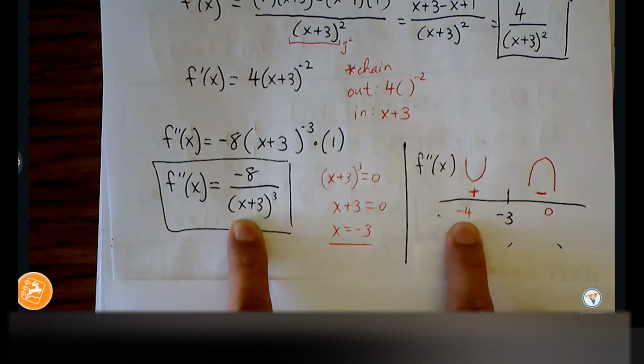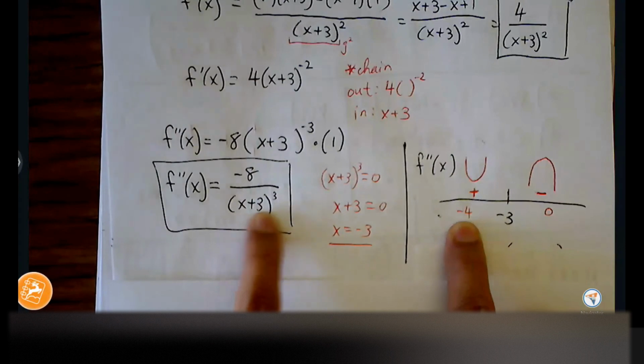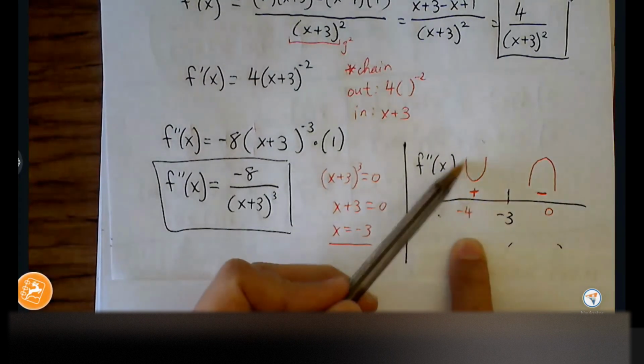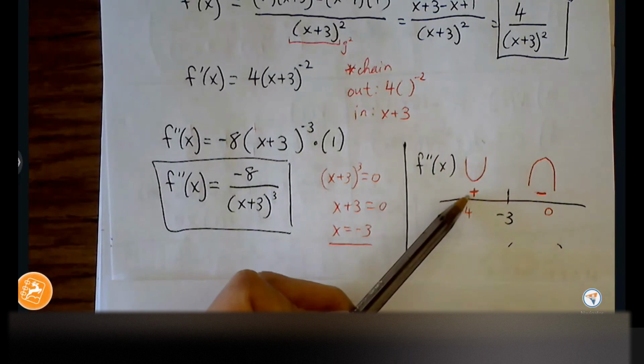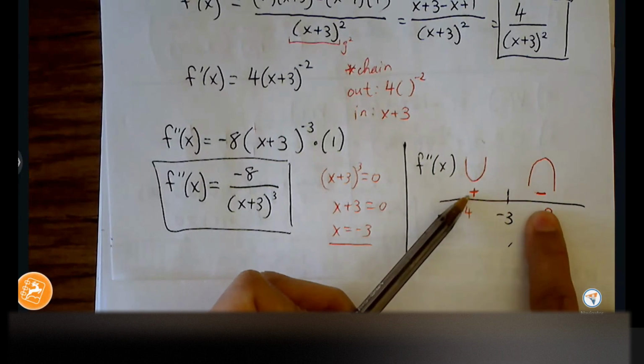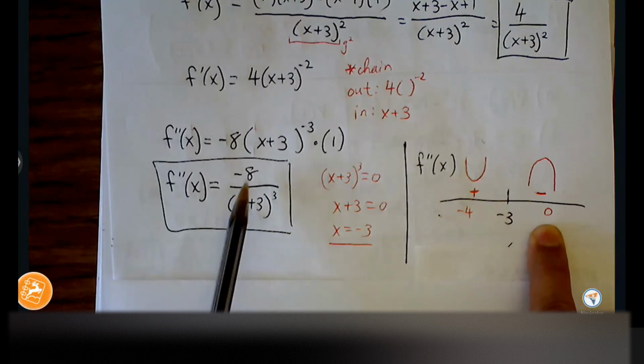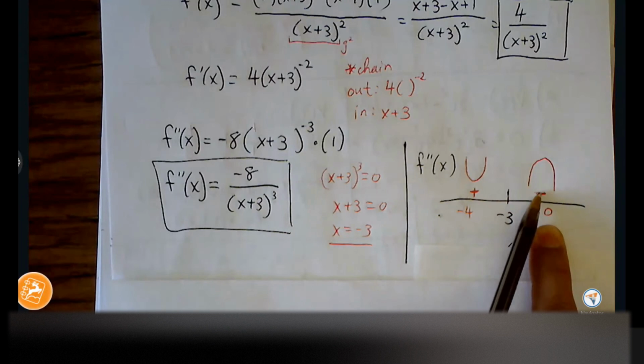So negative 4 plugs in for x. Negative 4 plus 3 is negative. Negative cubed is negative, so negative over negative is positive. So this interval is concave up. Positive represents concave up. Okay. Plug 0 into the second derivative, I get negative over a positive. That's negative, so concave down.